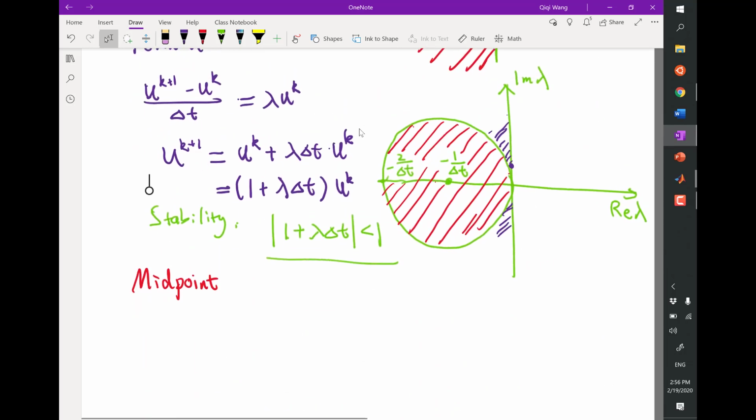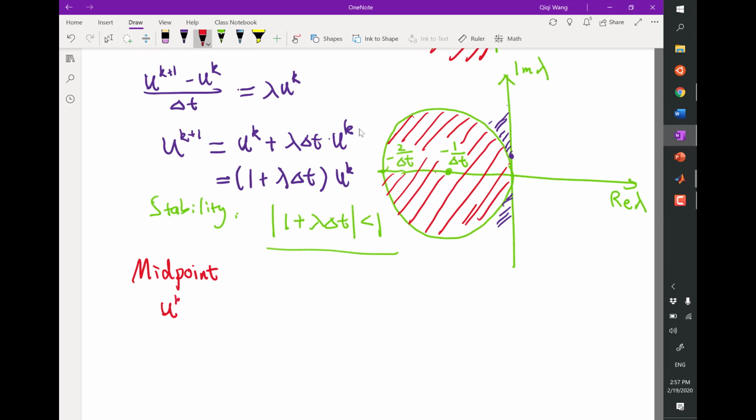Okay, so the midpoint scheme is (u_{k+1} - u_{k-1}) divided by 2 delta t equal to lambda u_k, and the iteration would be transformed into u_{k+1} equals u_{k-1} plus 2 lambda delta t times u_k. So now we have an iteration that is no longer a one-term recursion. How do we perform analysis of its long-term behavior?